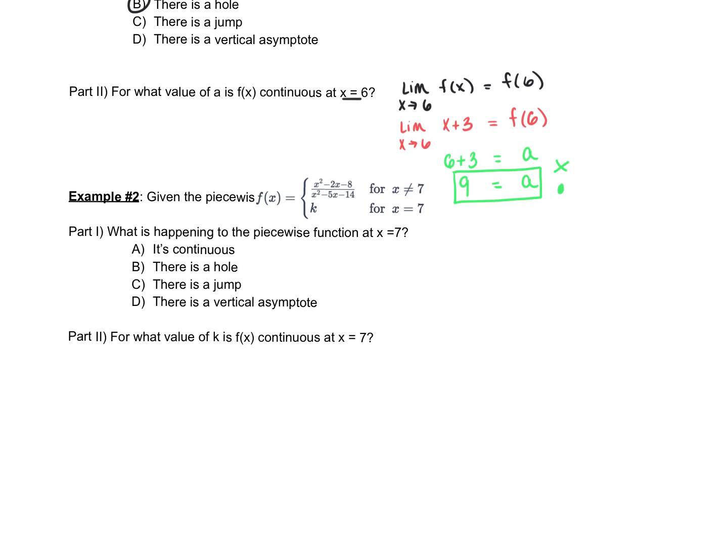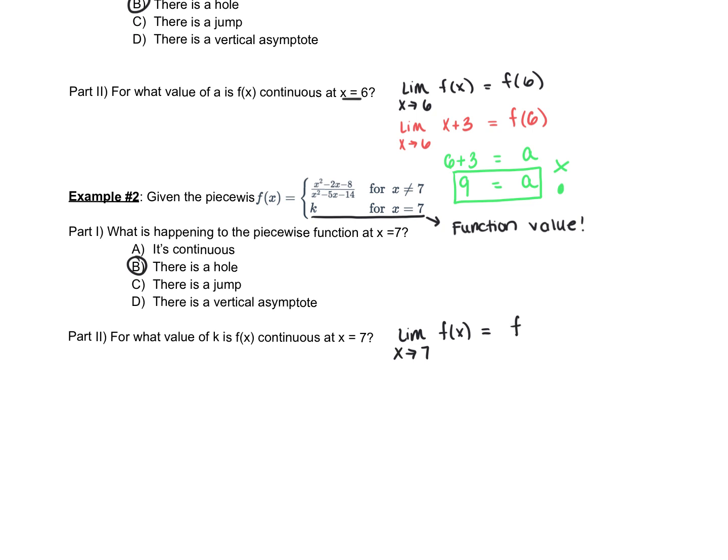So same situation, given the piecewise function here, what is happening? Well, this is very similar to what we did before. We have a rational function and then a value that we're going to use when x is 7. So this tells us again that this spot right here is our function value. So this is obviously going to be a hole, same scenario as before. And we can find the value for k to see if it's continuous at x equals 7 by using the formula for continuity.